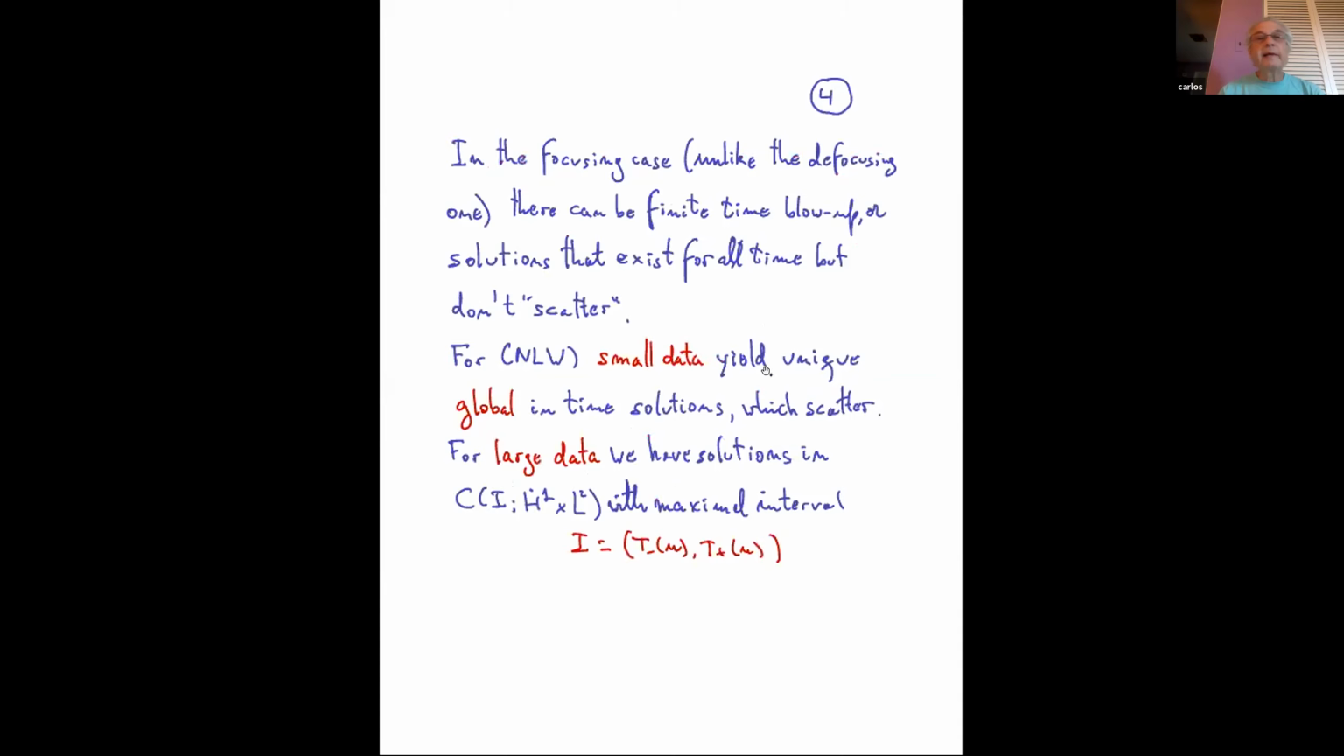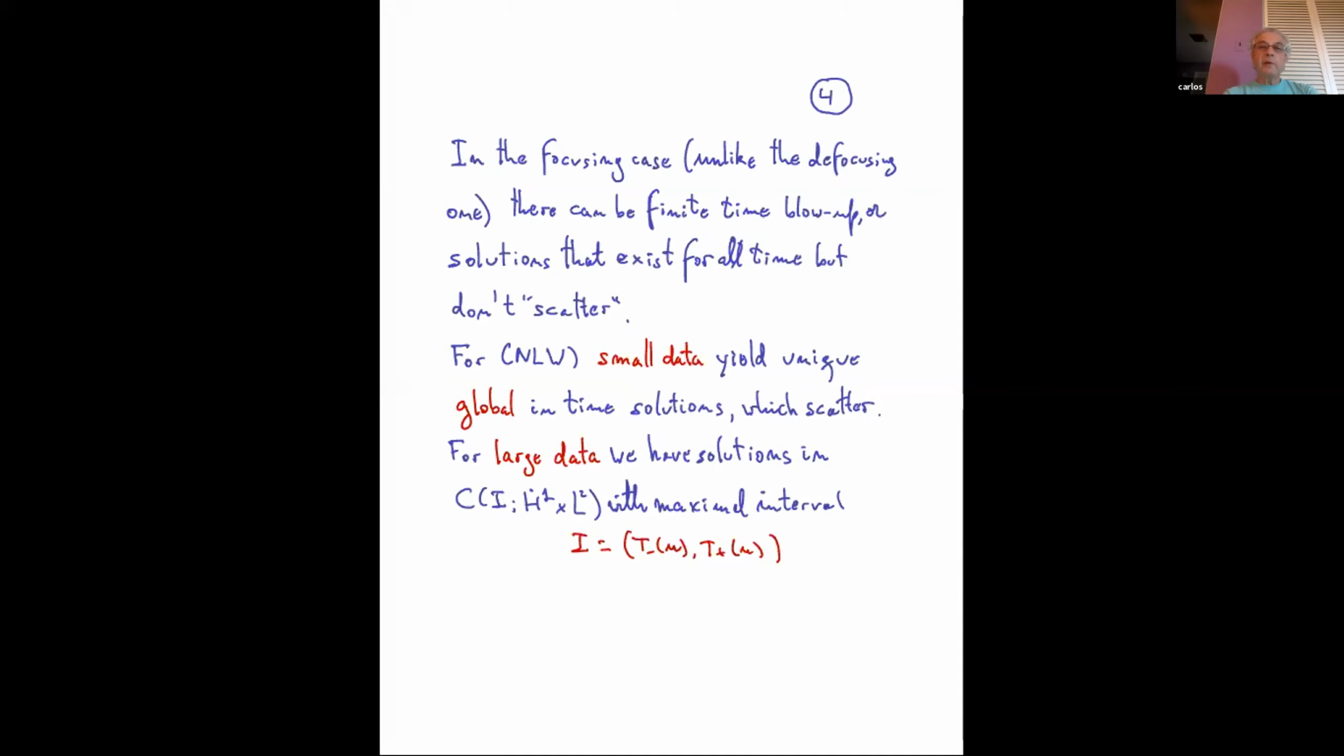In the focusing case, unlike the defocusing case, which was studied extensively previously at the end of the 90s and beginning of the 2000s, there can be finite time blow up or solutions that exist for all time but don't scatter. By scattering, I mean that asymptotically in time behave as if they were a solution to the linear equation. I will give a formal definition later. So let me just review what we call the local Cauchy problem here.